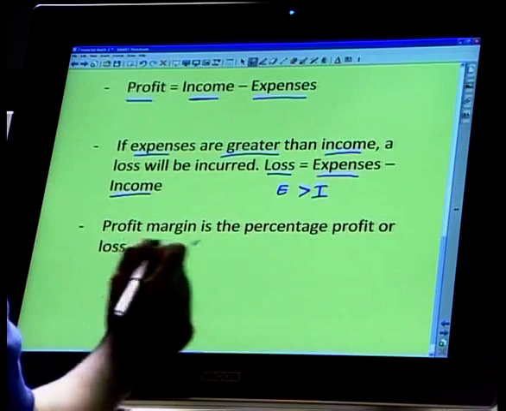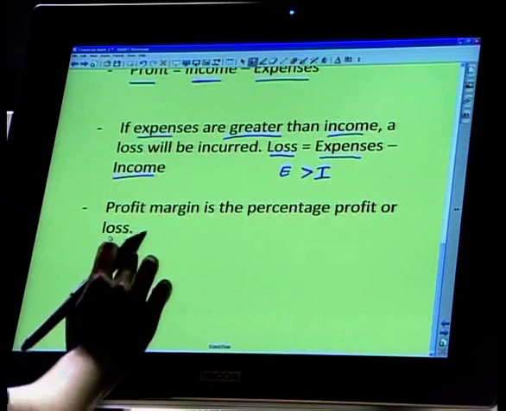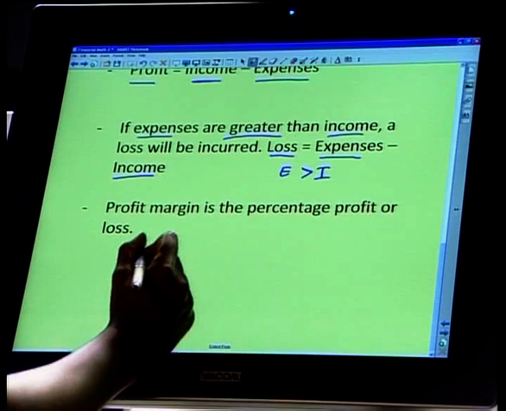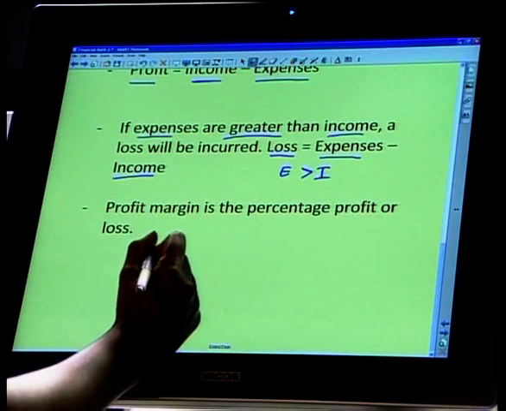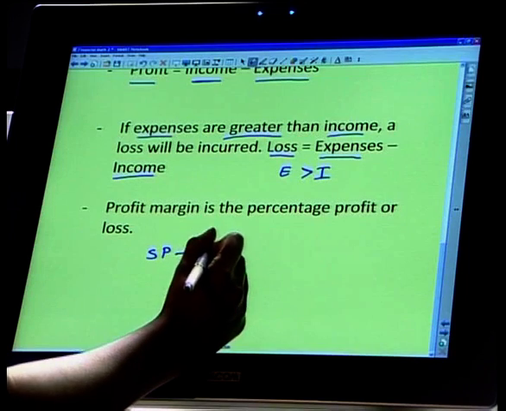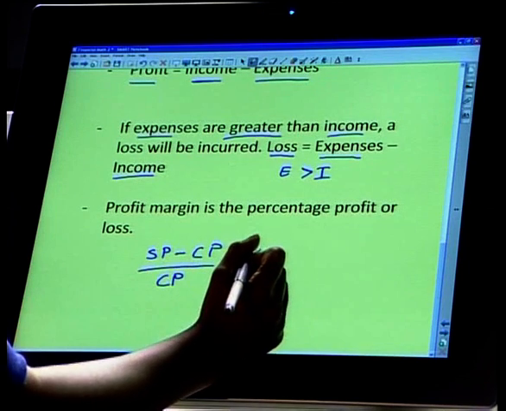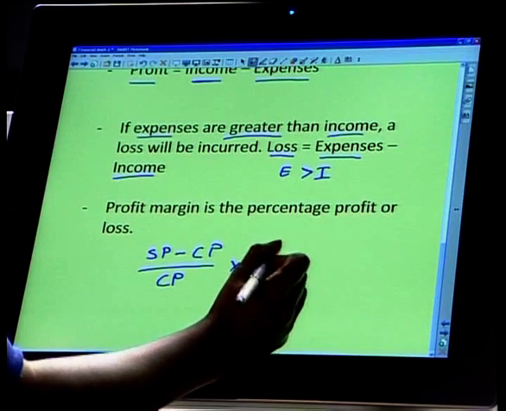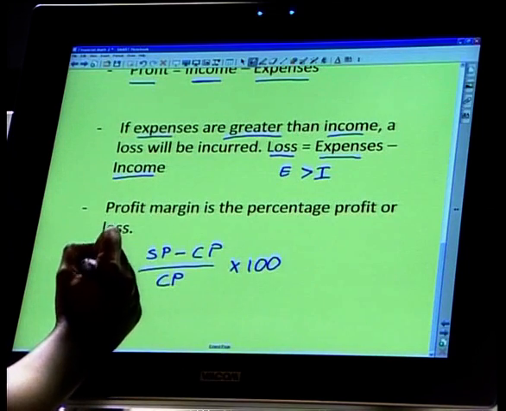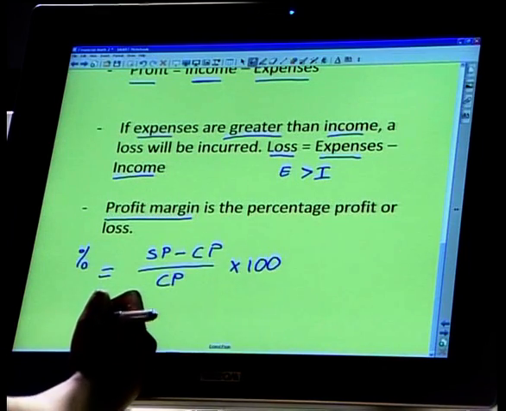A profit margin is really just another way to say find the percentage profit or the percentage loss. So to work out your profit margin, you take your selling price minus the cost price, divide that by the cost price, and then times by 100. This will then give you your percentage profit or your percentage loss, or you can call it your profit margin. So guys, we're going to now go straight into income, expenses and budgets, and let's work on a few examples.